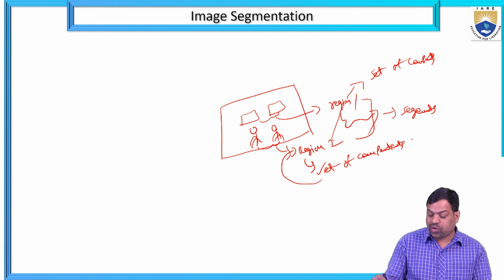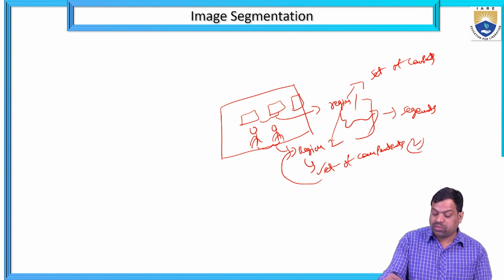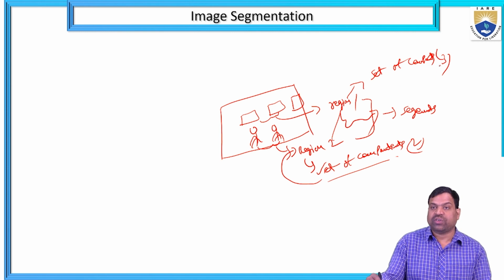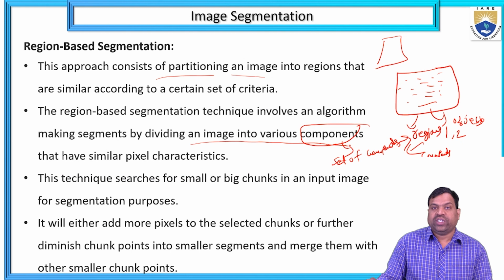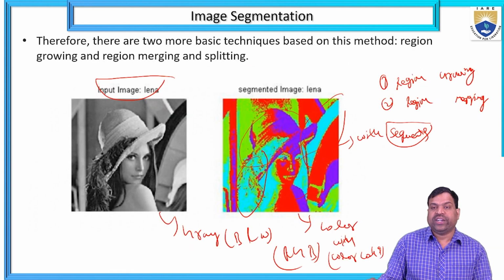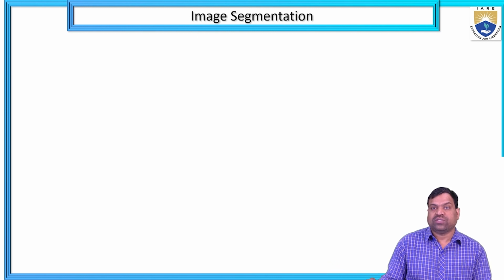Okay, how many components are there in this region? Suppose 2. Same for this one, suppose it is 3. So the set of components is 2 in region 1, and the set of components is 3 in the other region. So how many segments are there? Total 5: region 1 plus region 2. Like this, it is region-based segmentation. It is one good example of gray level to RGB, red, green, blue color segmentation.